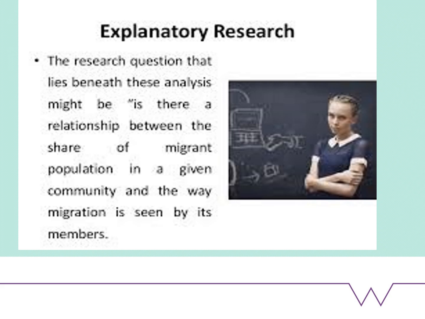There is a relationship between the share of migrant population in a given community and the way migration is seen by its members. Like when we say that from India, normally from Gujarat, more and more Pathan people are trying to go to the US and establish and settle down there. So it comes under explanatory research.